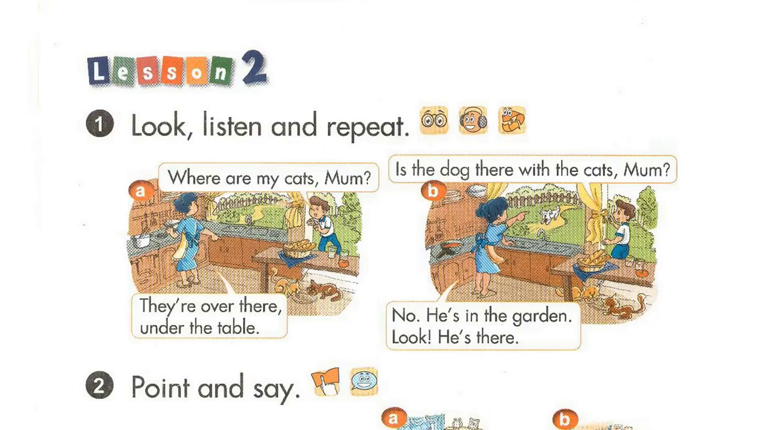Page 42. Lesson 2. Activity 1. Look, listen and repeat. A. Where are my cats, Mum? They're over there, under the table. B. Is the dog there with the cats, Mum? No, he's in the garden. Look, he's there.